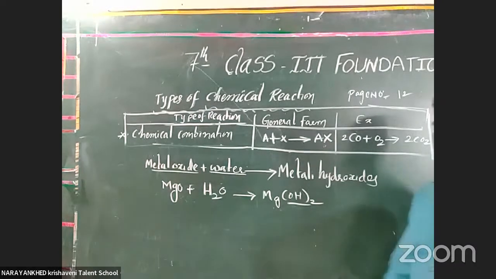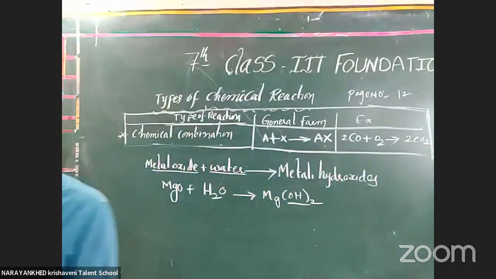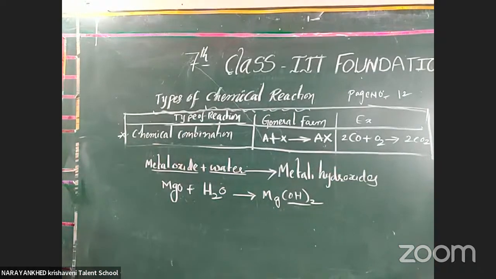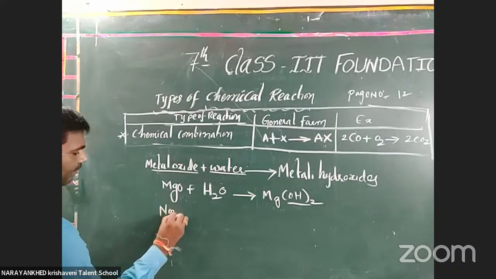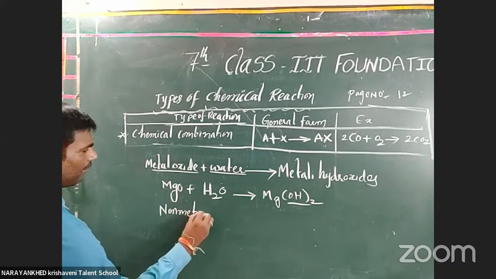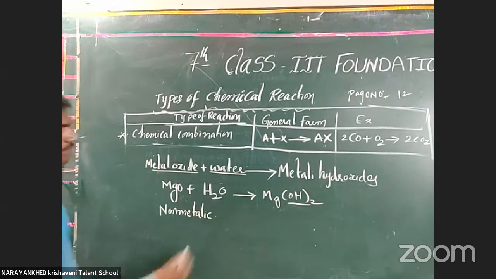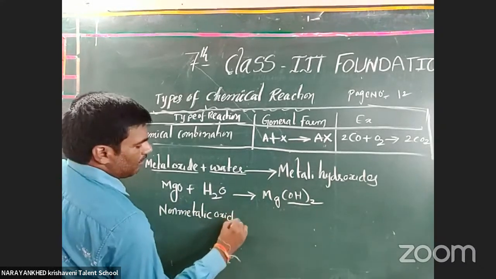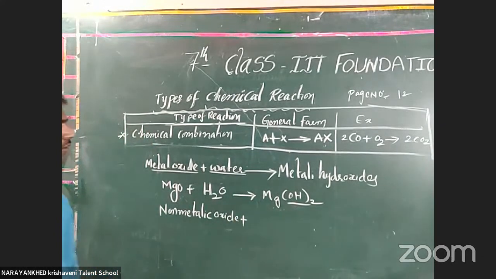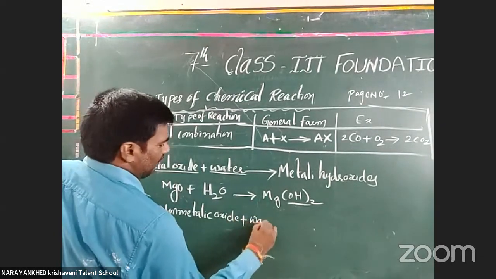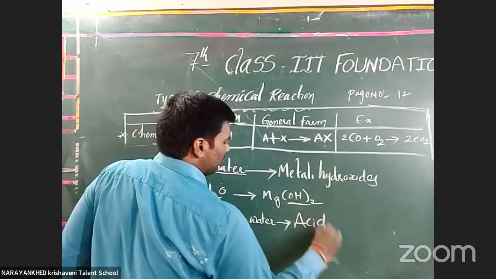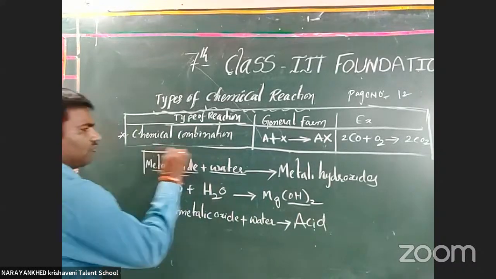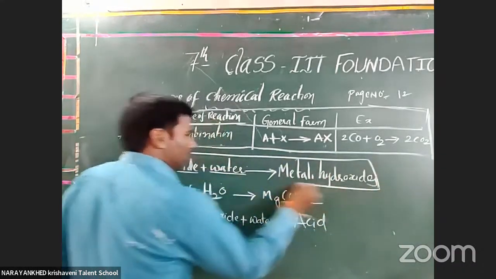And the next one: when a non-metallic oxide is combined with water, it produces an acid actually. Okay, non-metallic oxide combined with water. Now what does it produce? Acid. It produces the acid. Understood or not, all the students? It produces the acid.